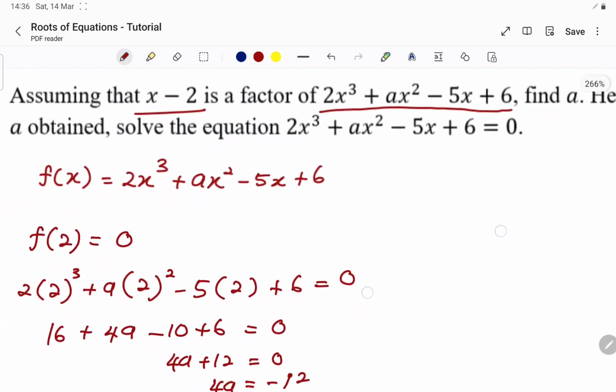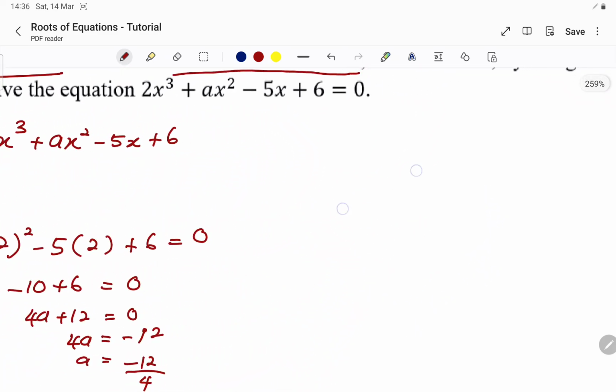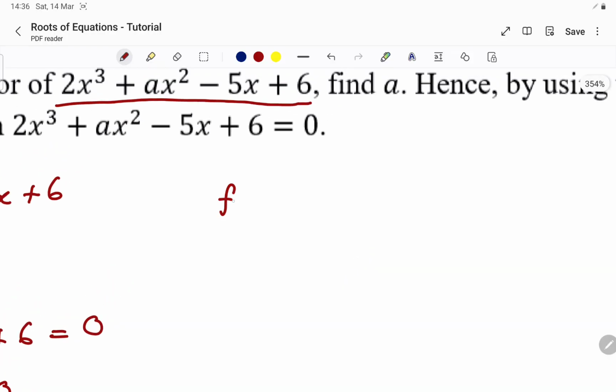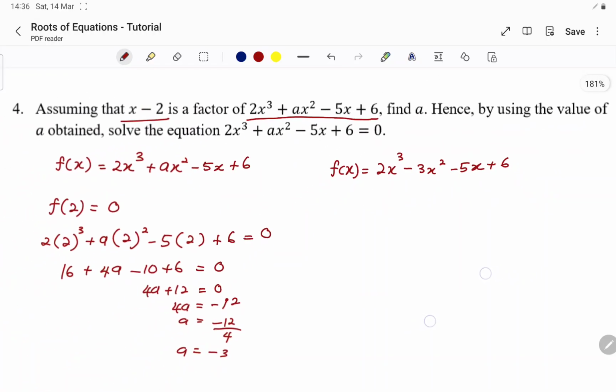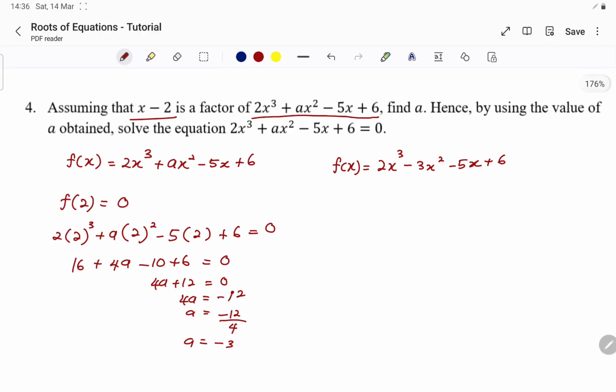Then we substitute again inside our f(x) here. So by right, our f(x) is equal to 2x cubed plus a x squared, where a you replace with negative 3, so negative 3x squared, minus 5x plus 6. Now they ask us in the question, using the value of a that you found, to solve the equation of f(x) just now.